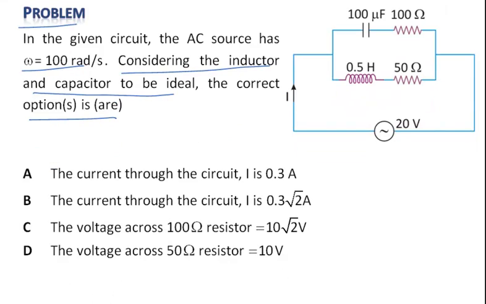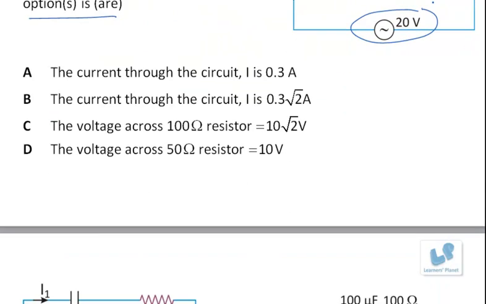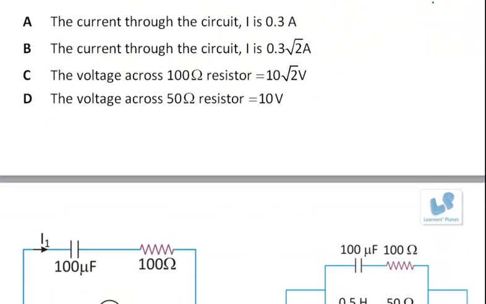Okay, so you have an AC supply of 20 volts, a 0.5 Henry inductor, and a 50 ohm resistor connected in series. Now this combination is connected in parallel with a series combination of a 100 microfarad capacitor with a 100 ohm resistor. We have to find out which of the following statements are correct.